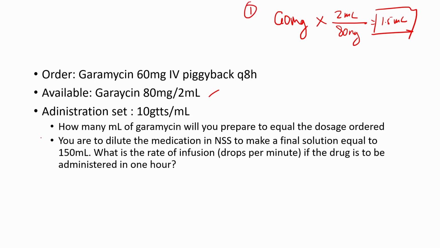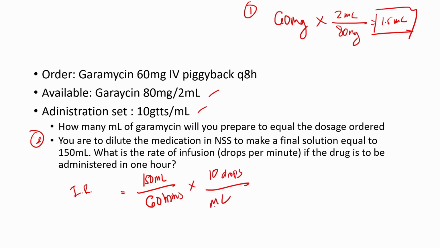Number one and number two aren't actually related questions, since the second one is asking you to dilute that 1.5 ml to 150 ml. So the final volume is still 150 ml, regardless of how much the initial volume was. The time is 1 hour or 60 minutes. The rate of infusion is unknown, but we know the drop factor, which is 10 drops per ml. The ml will cancel out, so you have a final unit of drops per minute. So the infusion rate is 25 drops per minute.